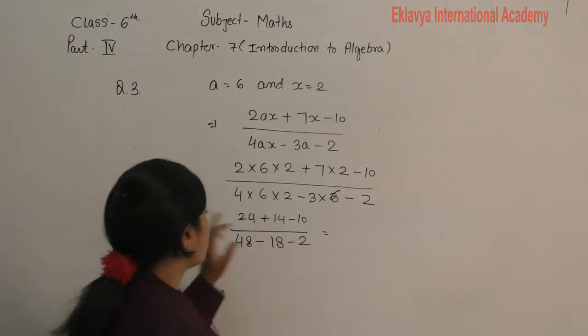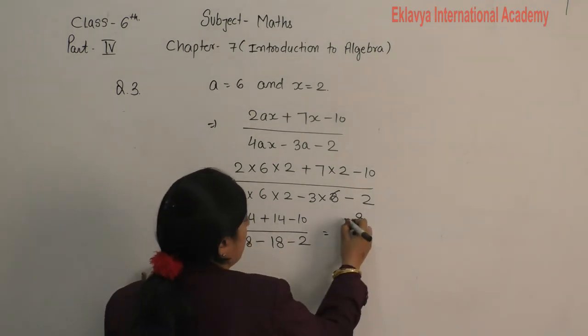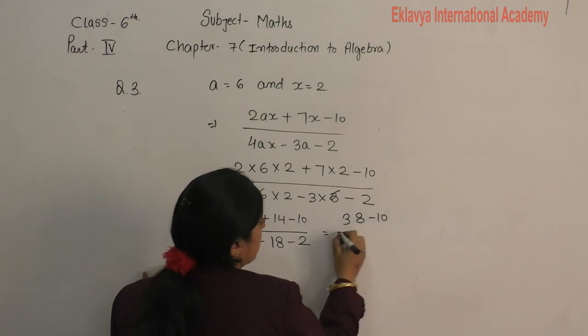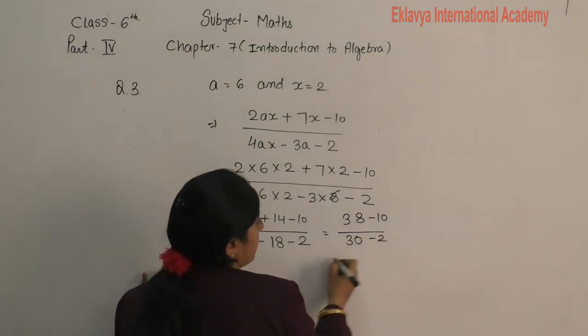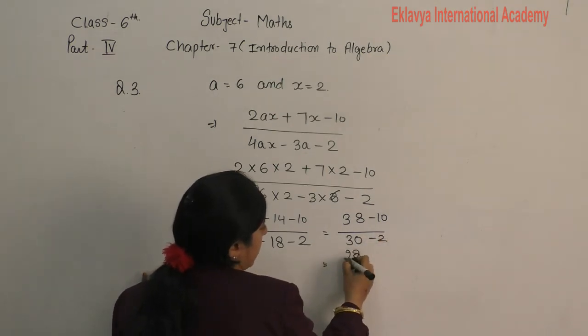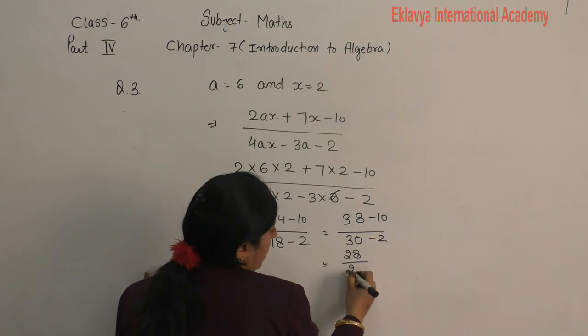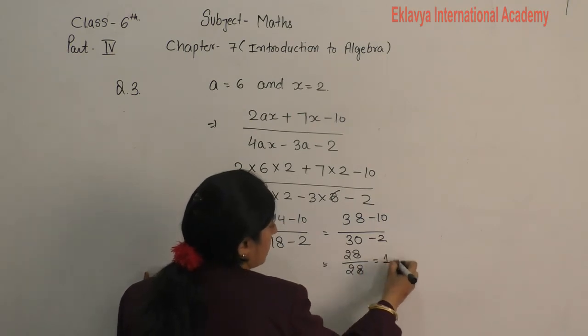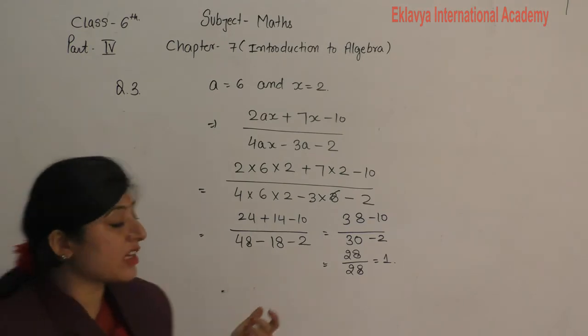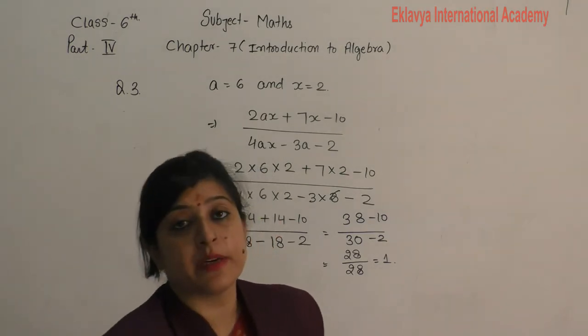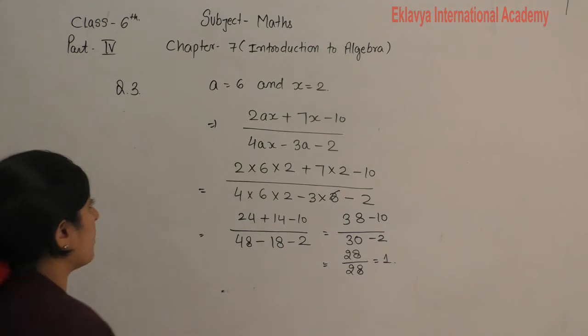You can add it firstly. 24 plus 14 is 38, minus 10, divided by 48 minus 18. 38 minus 10 is 28, and 48 minus 18 is 30, minus 2, it becomes 28 divided by 28, that is equal to 1. So, just put the values of the given variables and then solve it.